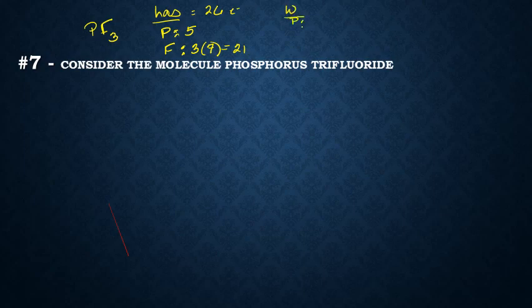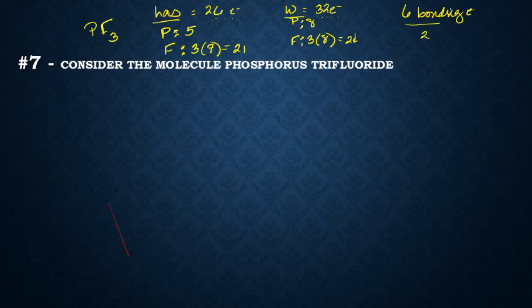Phosphorus wants 8 valence electrons, and fluorine, each of these 3 wants 8. So that's 24. So this molecule wants 32 electrons. To figure out the number of bonds, I'm going to subtract these two numbers. So 32 minus 26 is 6 bonding electrons. Divide it by 2 because there's 2 electrons in a bond, so we end up with 3 bonds.